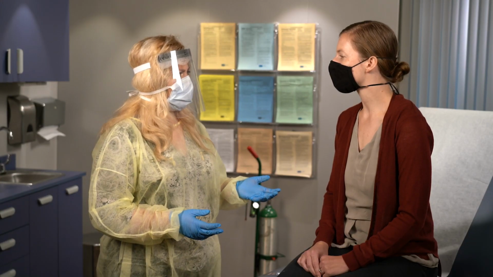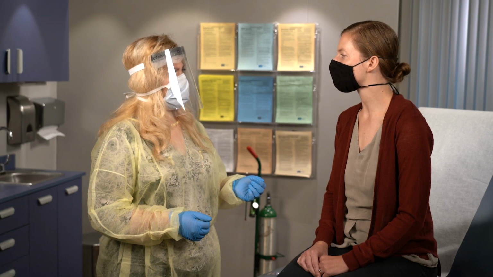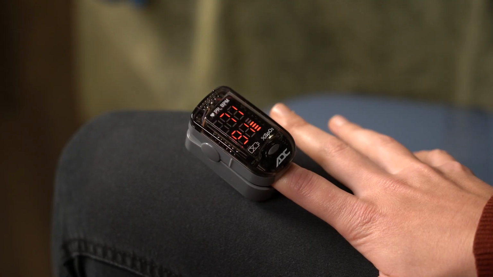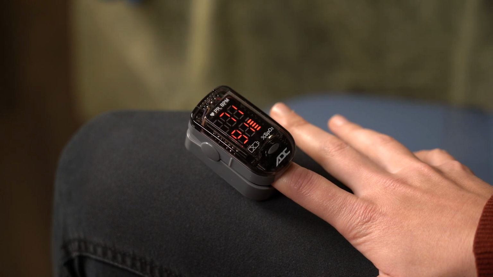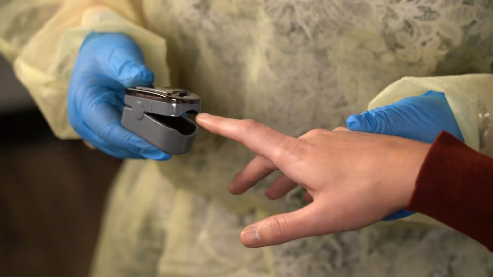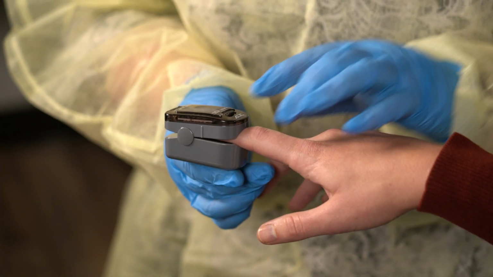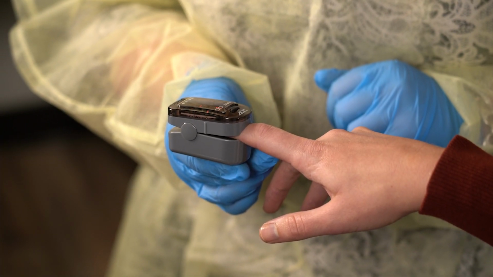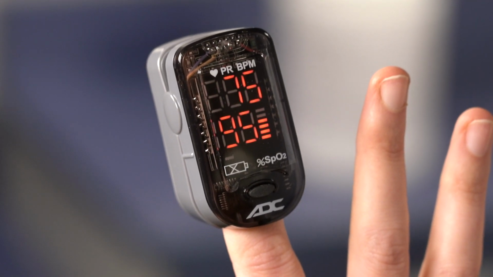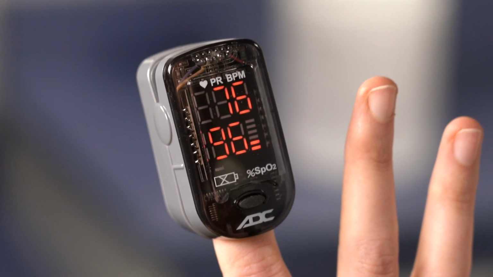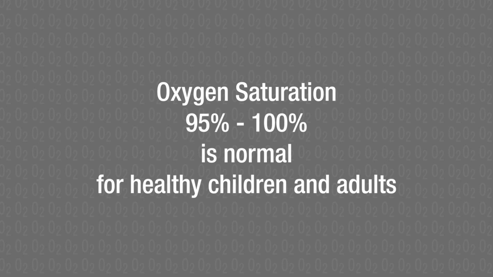However, not everyone with a low oxygen level will have difficulty breathing, so you must regularly monitor the oxygen levels of your COVID-19 patients. You can measure a patient's oxygen level using a device called a pulse oximeter, which you place on their finger, toe, or earlobe. It's a painless test and takes less than 2 minutes. Pulse oximeters measure the oxygen saturation or percentage of oxygen in the patient's blood. An oxygen saturation of 95 to 100% is normal for healthy children and adults.